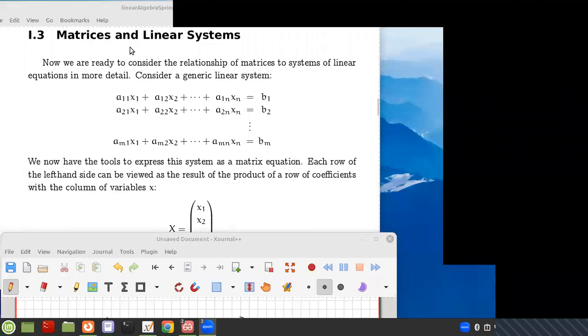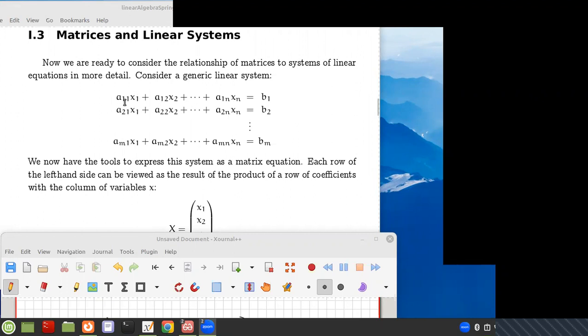Okay, let's look at how matrices and linear systems fit together. Here's the generic linear combination, like a11, a12. This is a linear combination of constants, the a's in the first row, with the variables over here. This is the general pattern of a linear system.